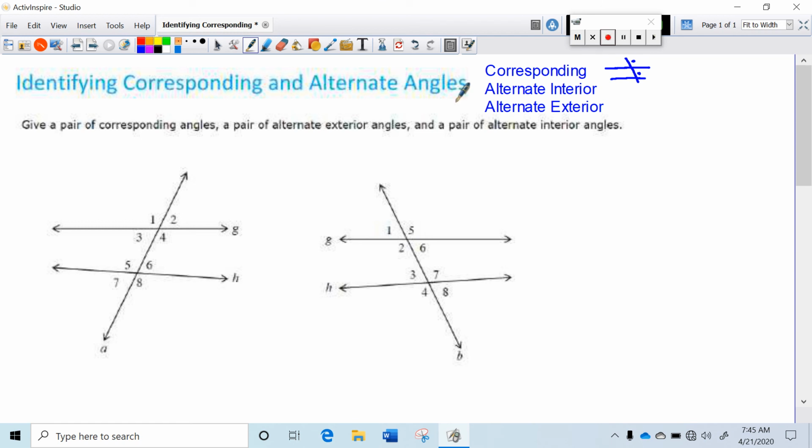Those are corresponding angles. Alternate interior are two angles inside. Interior means inside and alternate means opposite sides of the transversal. So like that or the other way. Alternate exterior, exterior means outside the parallel lines, opposite sides of the transversal. Okay, so we want to give a pair of corresponding angles, a pair of alternate exterior angles, and a pair of alternate interior angles.